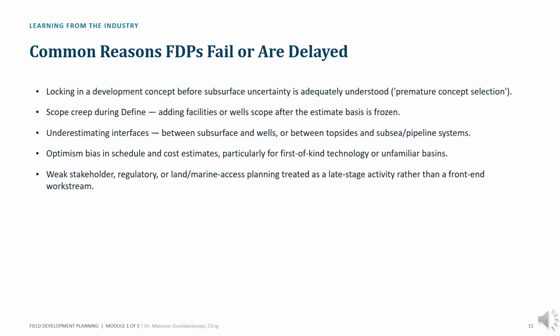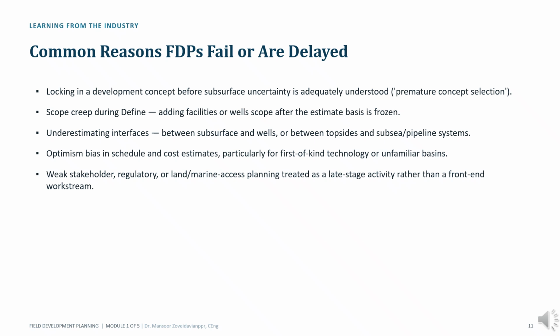The first is premature concept selection. Teams sometimes commit to a development concept before subsurface uncertainty has been sufficiently understood. When new information emerges later, expensive redesigns become necessary. The second is scope creep during define. After the project scope has been established, additional wells, facilities, or requirements are introduced. This often creates cost growth and schedule delays.